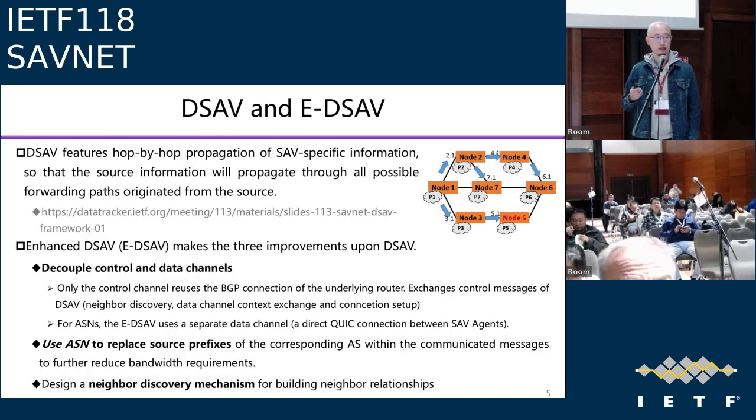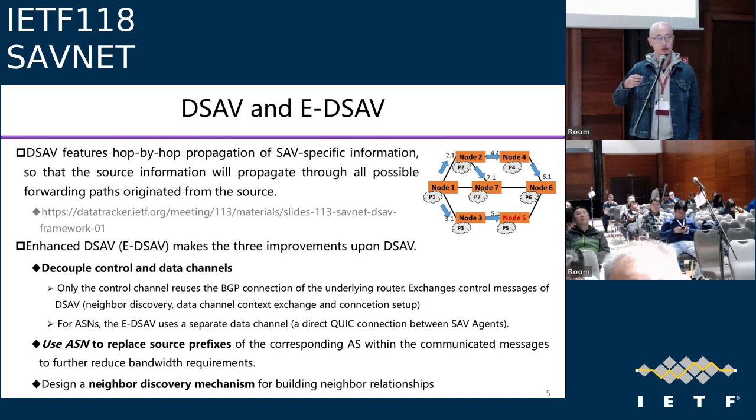So for DSAF, it actually features hop-by-hop propagation of SAF-specific information so that the source prefix information is propagated through all possible forwarding paths. And the detailed explanation of the SAF mechanism is in this link. And for EDSAF, we actually make three improvements upon DSAF.